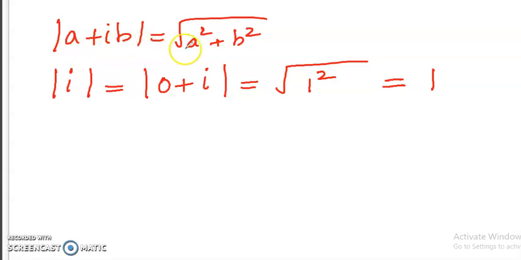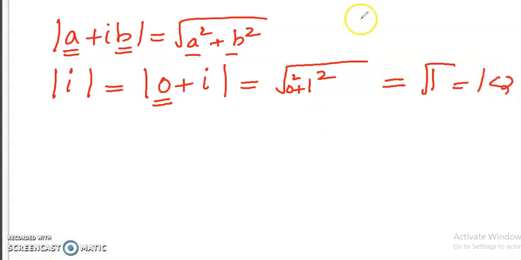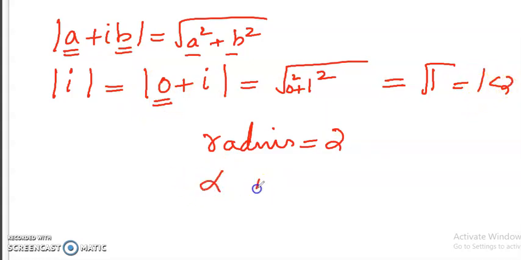What is the modulus? We know |a + ib| is the square root of a² + b². So |i| means we have only the imaginary part, the real part is 0, that is 0 + i. That is √(0² + 1²), where we square the real part and the imaginary part. So that is √1, and we get 1. Now 1 is less than 2. It is given in the question that the circle has radius 2. When we substitute the z value we get 1, and 1 is less than 2. Therefore, alpha lies inside the given circle C.